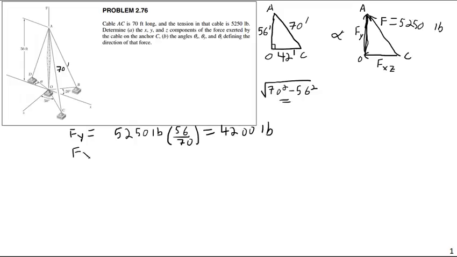And Fxz is going to be 5,250 pounds times 42 over 70. And that comes to 3,150 pounds. Next, I need to break Fxz into its x and z components.